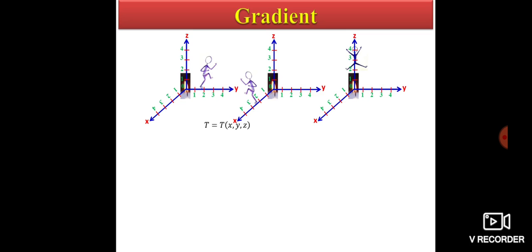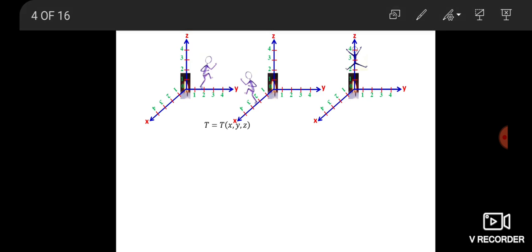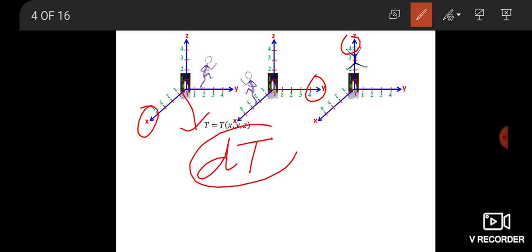First, we will find the change in temperature along an arbitrary direction. So right now we are not considering only the x-axis or y-axis or z-axis. Instead of these axes, we are considering an arbitrary direction, let's say along this direction, and we want to find out the change in temperature. Not the change in temperature, but the infinitesimal change in temperature. That means we want to find out dT in this arbitrary direction.